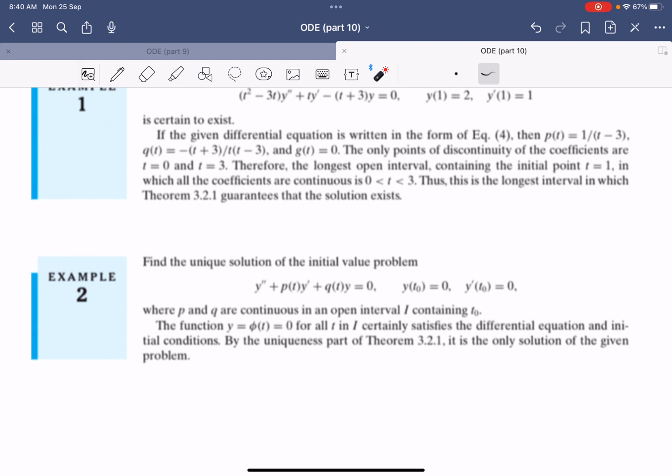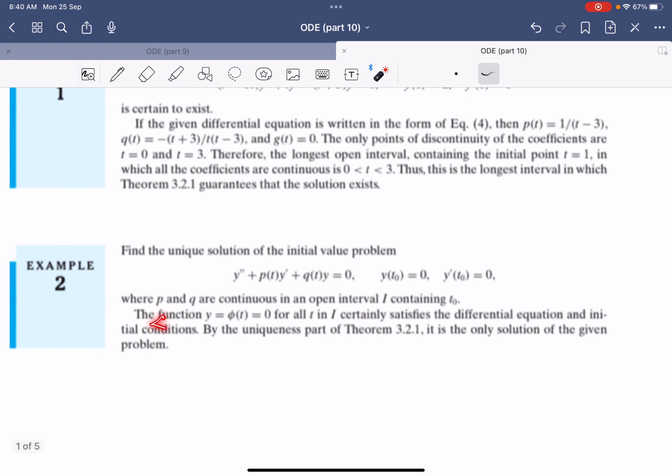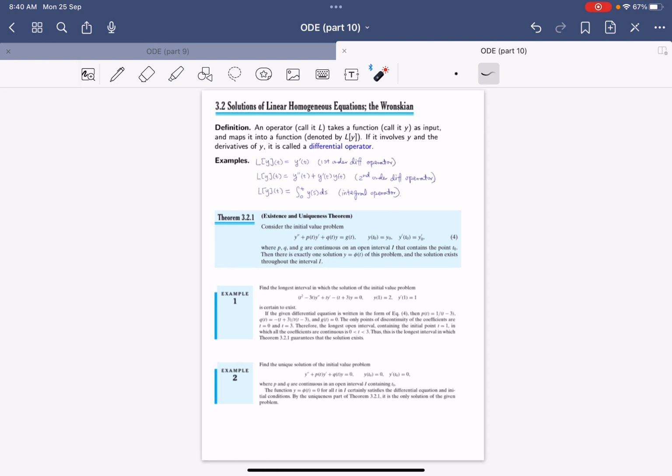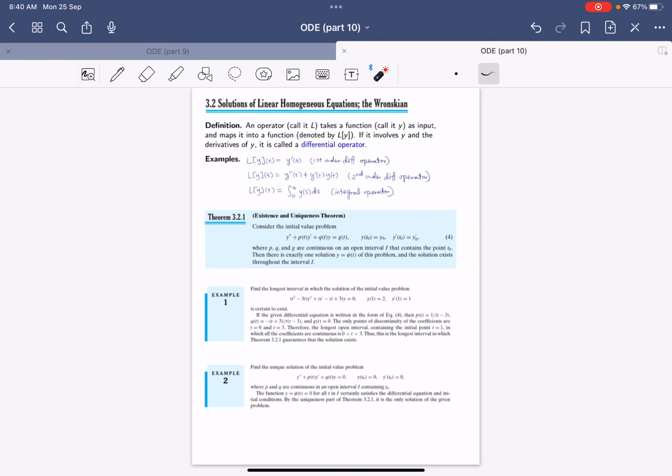As for example 2, we are now supposed to find the unique solution to the IVP of the following form, where p and q are continuous in the open interval containing t0. In this case, the function y equals 0 certainly satisfies the differential equation and the IVP, and by the uniqueness theorem, it is the only solution of the given problem. So this theorem allows us to find the solution to the IVP, or the interval on which the IVP has a solution.